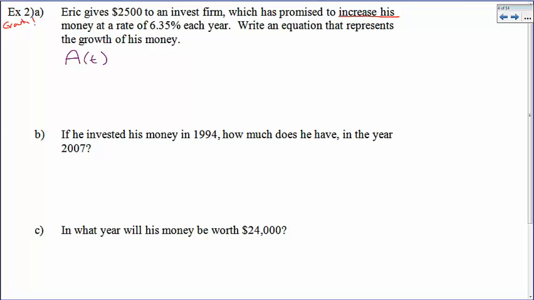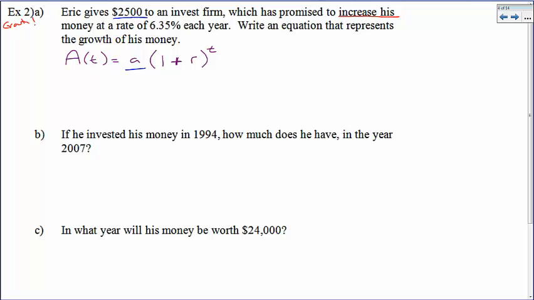Remember, once you recognize an exponential growth or decay situation, you should start by writing the general formula, and in this case, we're going to use 1 plus r because we are growing the initial amount. We're not decaying the initial amount. So our rate will be positive.